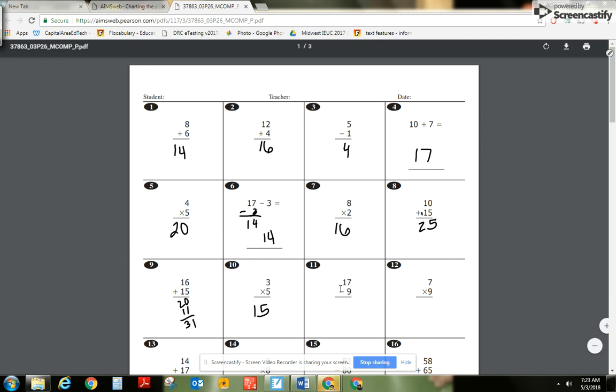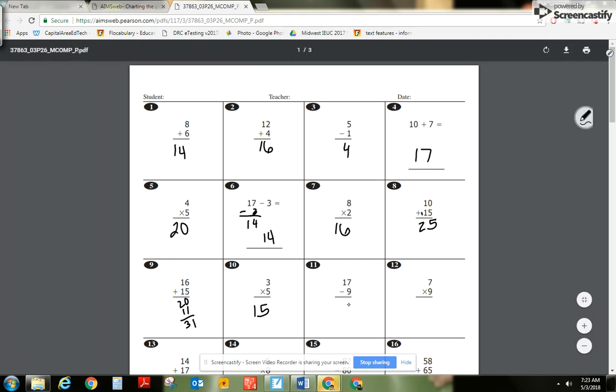I also see a difference of 10. So 10 plus 9 would be 19. Then I'd go backwards 2 to get 8. 7 times 9, you can use the 9 tricks on your finger for that, and it's 63.